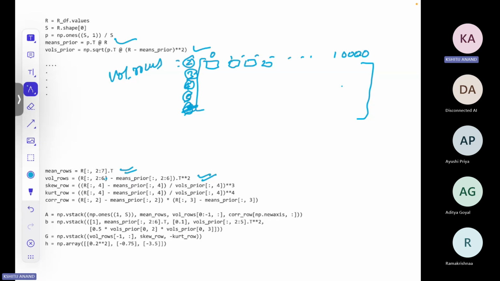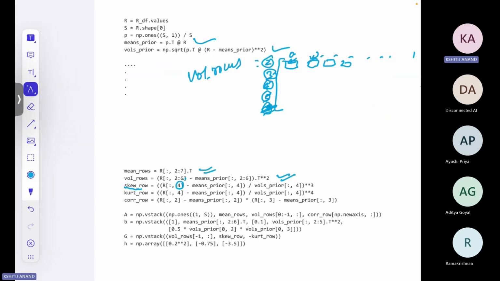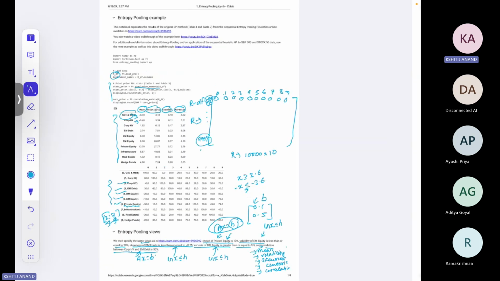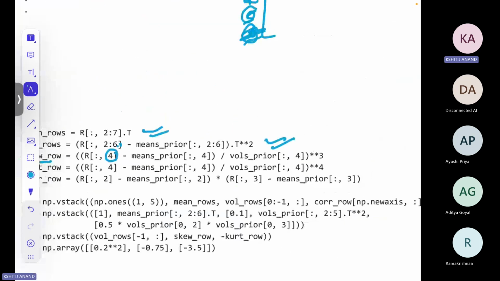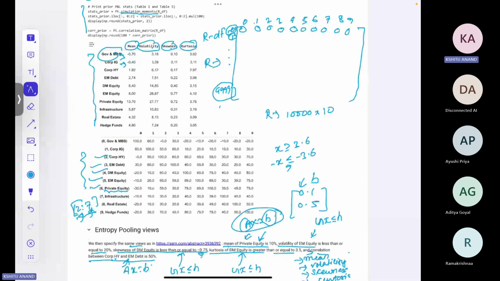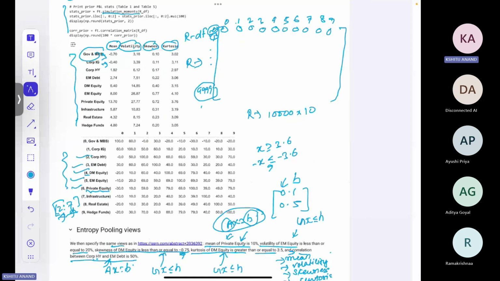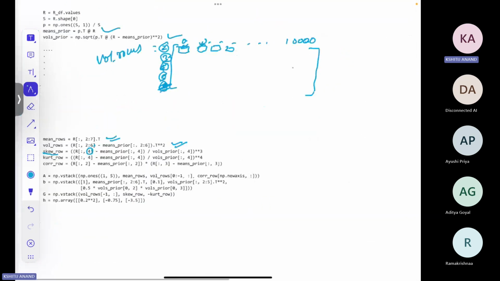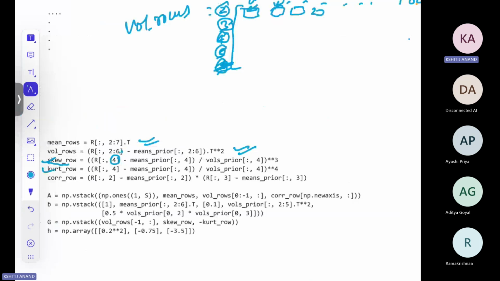With 10,000 different scenarios, this means: what is the volatility of asset 2 in the first scenario? Similarly, we calculate the skewness only for asset 4. Why? You are given that the skewness of DM equity is less than or equal to minus 0.75, and DM equity is asset 4. Similarly, we take kurtosis only for asset 4 because we are comparing kurtosis only for asset 4.